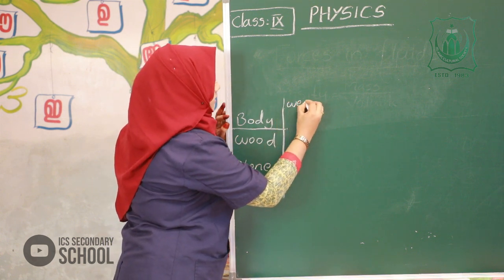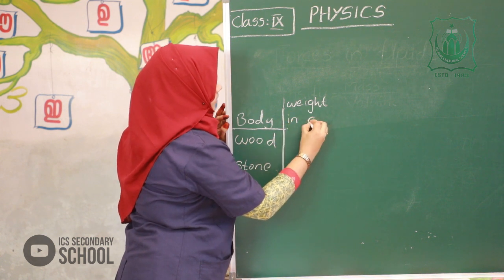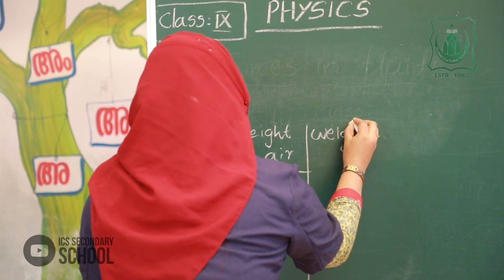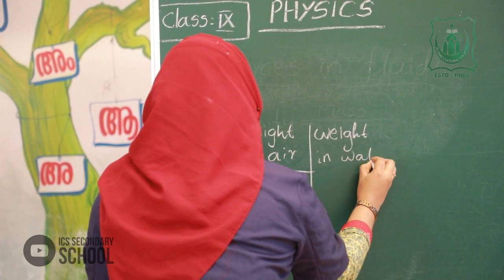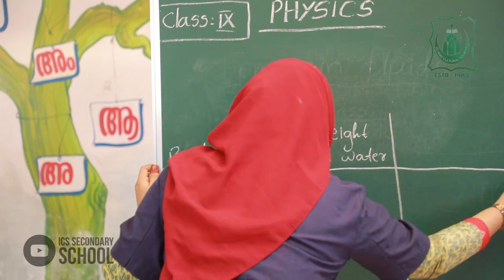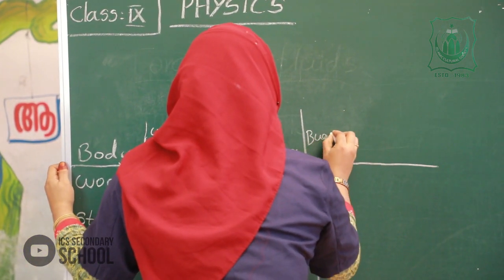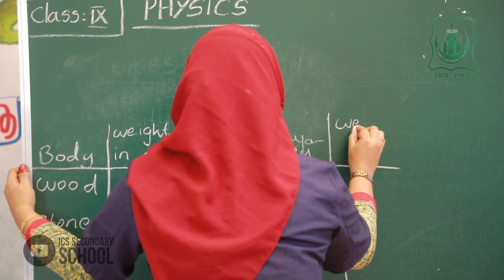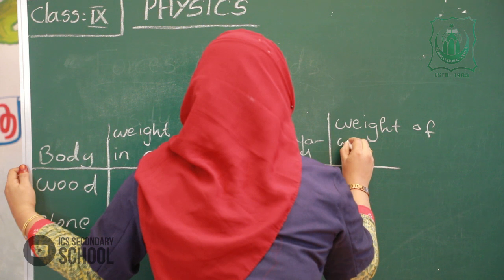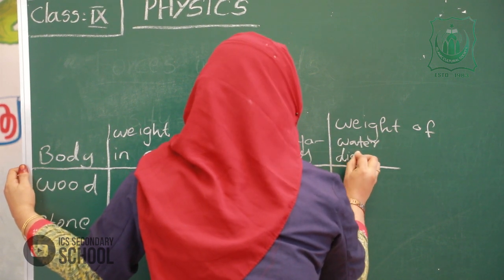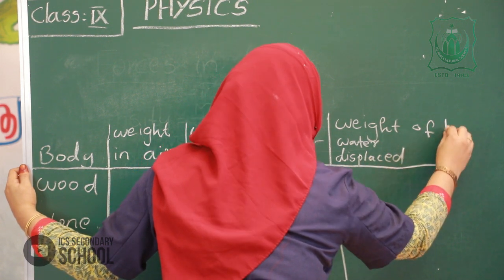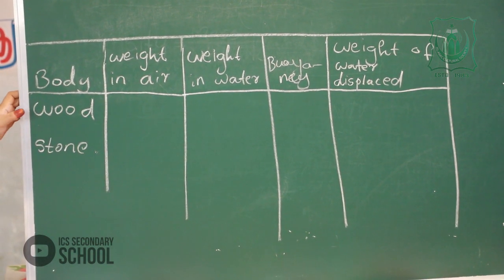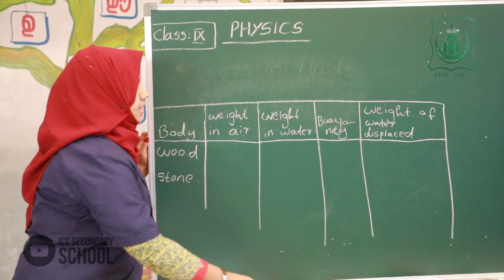First we want to find out weight in air, then weight in water, then buoyancy, then weight of water displaced. Yes, we take wood and stone. First we find weight in air, then weight in water, buoyancy, and weight of water displaced.